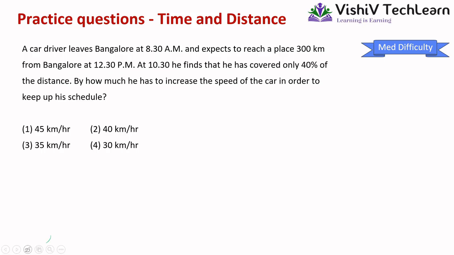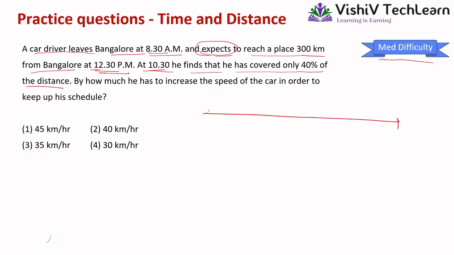Now this question is of medium difficulty level. Let's read the question first. A car driver leaves Bangalore at 8:30 am and expects to reach a place 300 km from Bangalore at this time. Now, expects is written. He hasn't reached that place at 12:30, but the expectation is there. Correct? Now in between, at 10:30 he finds that he has covered only 40% of the distance.